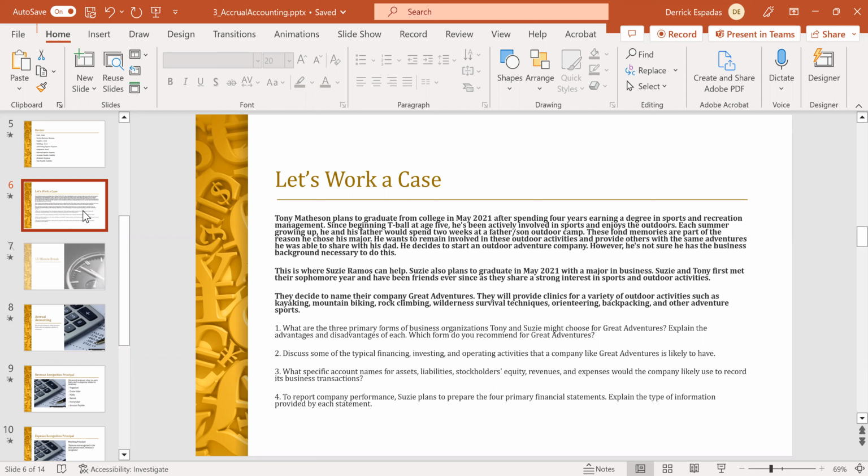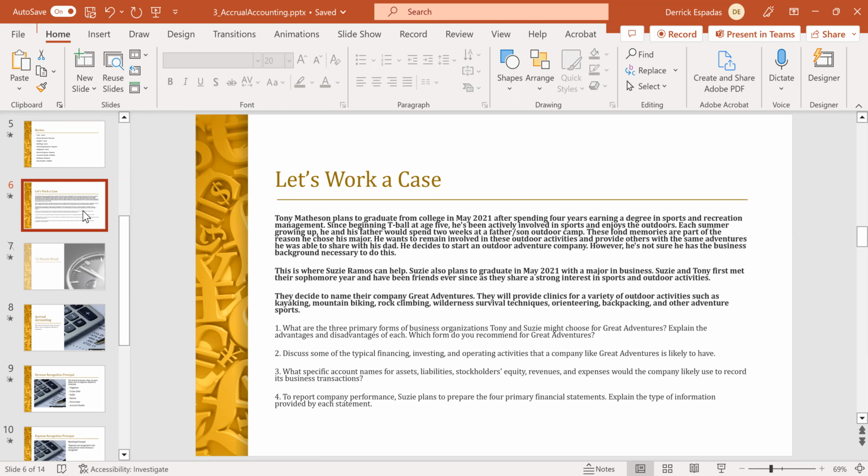Now, what are some of the financing, investing, and operating activities that a company like Great Adventures would likely have? So financing, they're probably going to have to borrow money for equipment to buy all this stuff for the store. So let's just assume that. Investing, well, they'll probably have to think about their activities. They want to do activities. They're probably going to buy equipment of a large nature. Don't know exactly, maybe a couple of vans. That would be investing. And operating, that would be taking money for services, usually for tours. So those would be examples of financing, investing, and operating.